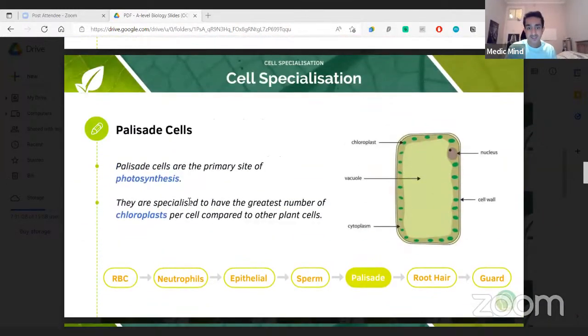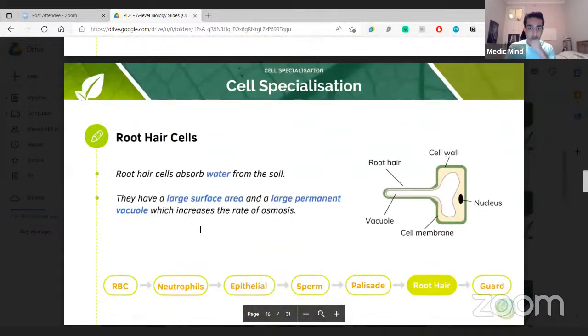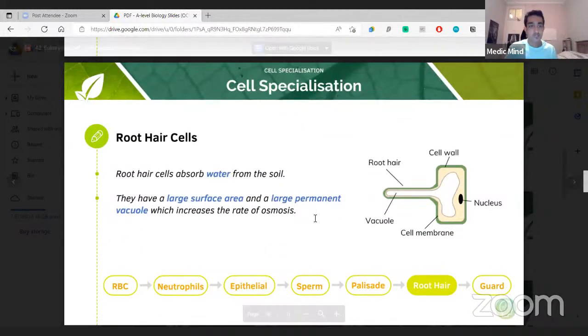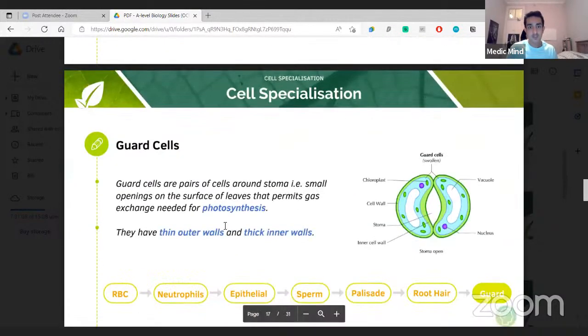Palisade cells are the primary site of photosynthesis. They have lots and lots of chloroplasts because they do lots and lots of photosynthesis. Root hair cells have a large protrusion, which means that they have a large surface area, as well as a large permanent vacuole to increase the rate of osmosis, because the function of the root hair cell is to absorb water from the soil.